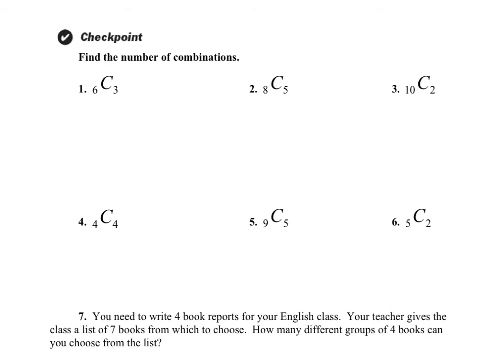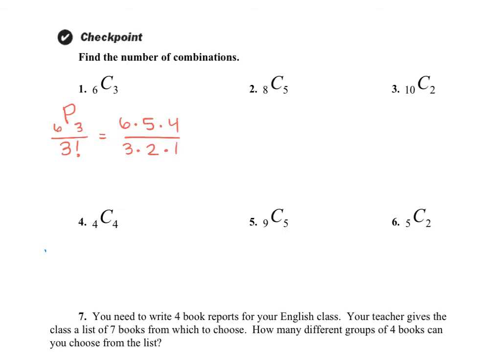We'll do a couple here that aren't word problems, and then we'll go into some word problems. So, number 1, we have the combination of 6 choose 3. So this is going to be the permutation of 6 choose 3 over 3 factorial. The permutation of 6 choose 3 is 6 times 5 times 4. The 3 factorial is 3 times 2 times 1.